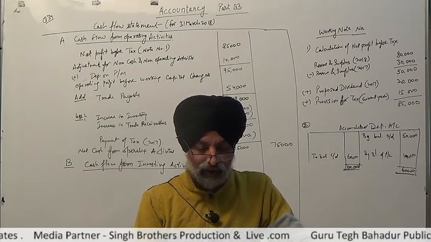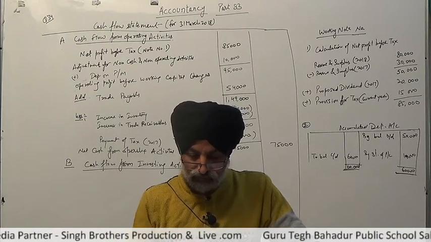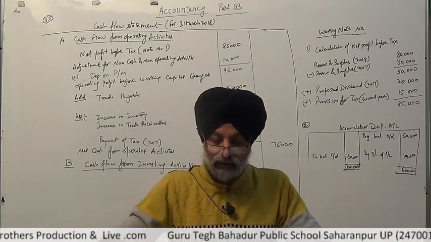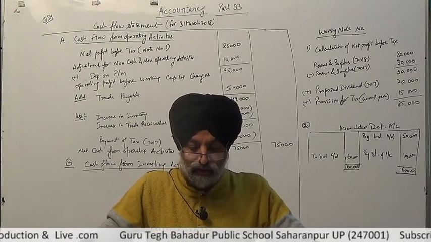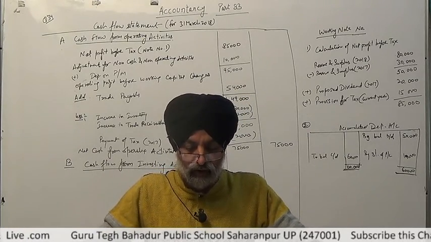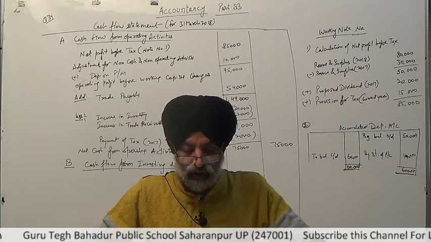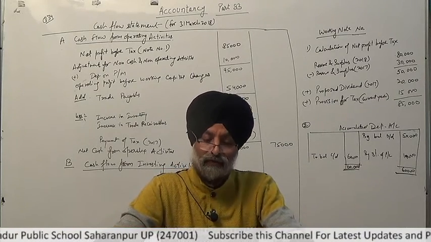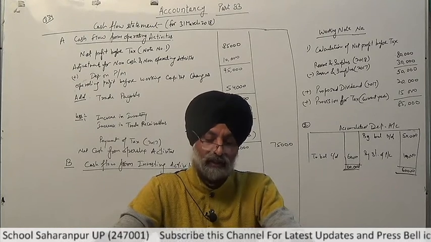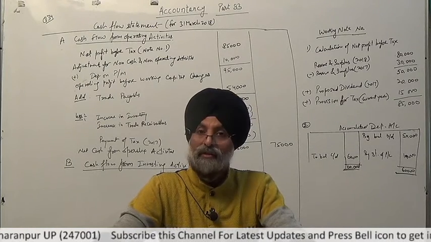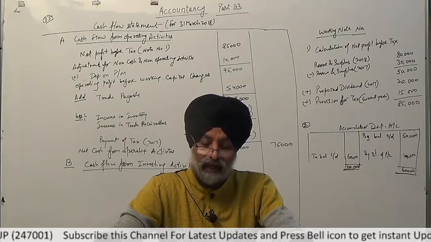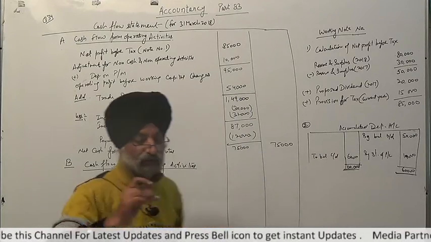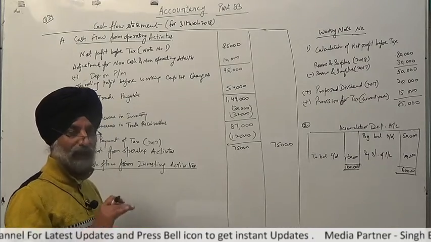Regarding this, plant machinery is given in the question in note number 3. In 2017, plant machinery amounted to rupees 3,50,000 and in 2018 it is 4 lakh. So we purchased 50,000 rupees of plant machinery. So this is an outflow of cash. Take it in this B part, purchase of plant and machinery.